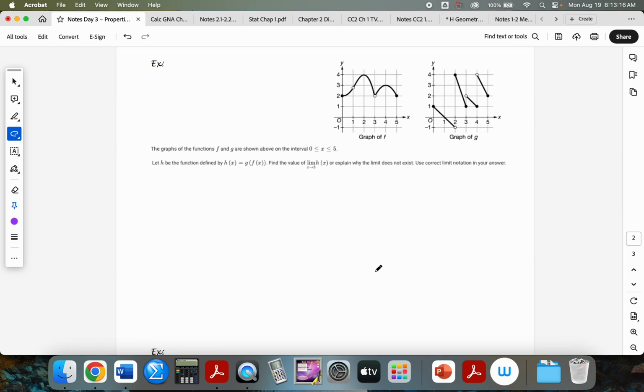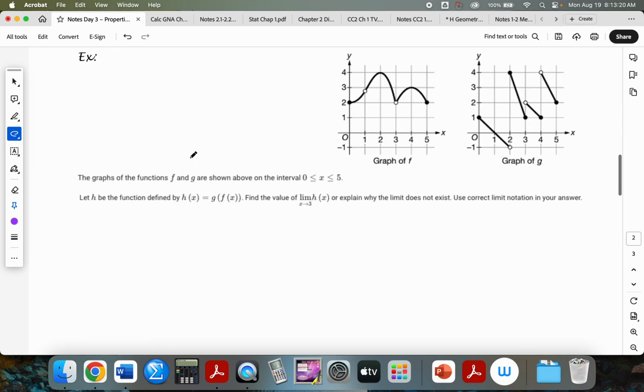Let's take a look at this next one. Make that a little bigger so I can actually read it. The graphs of the functions f and g are shown above on the interval from 0 to 5. Let h be a function defined by h of x is equal to g of f of x. Find the value of the limit as x approaches 3 of h of x, or explain why the limit doesn't exist. Use correct limit notation in your answer.